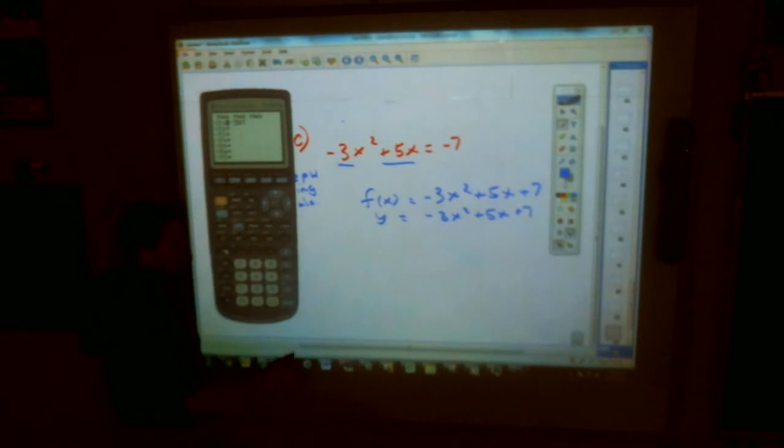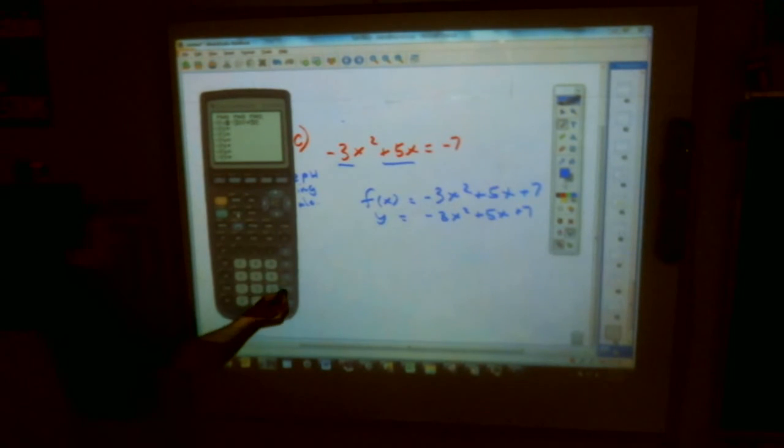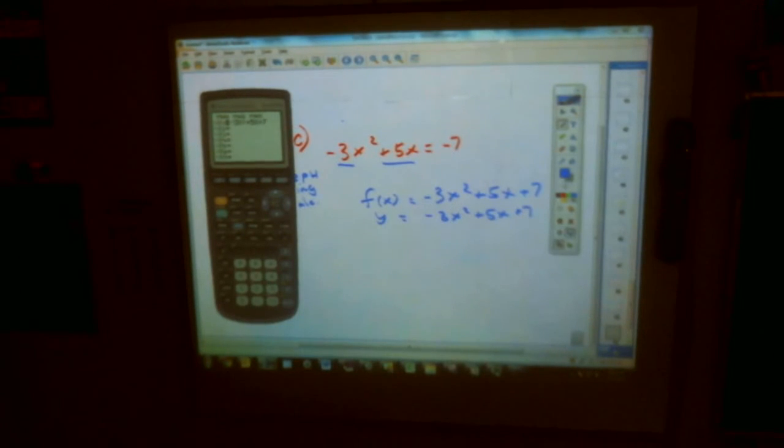Plus 5x, so that's the addition sign, the 5, and that same x button. Don't put times, it's 5x, not 5 times. And then plus 7. Don't do anything, everybody's got that there. Now do we press enter?